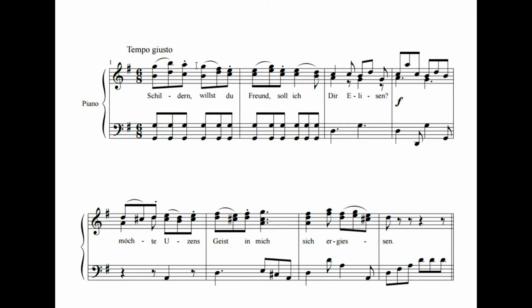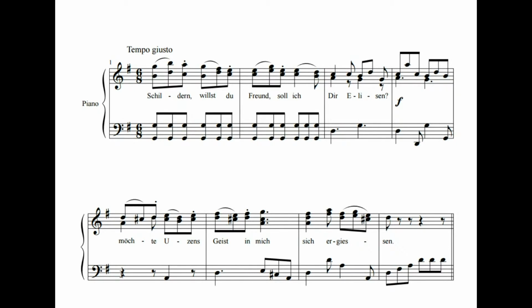This example starts in the key of G major, then modulates in the middle, cadencing in the key of D major. We see the C sharp of D major introduced in these measures down here, but listening to this example, it's a very smooth transition from one key to the other.